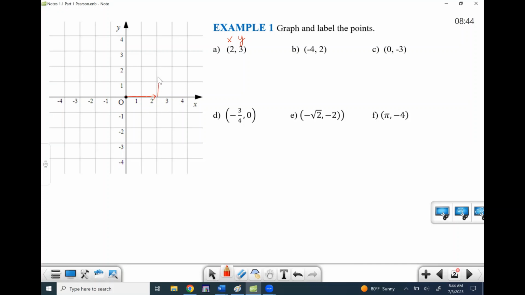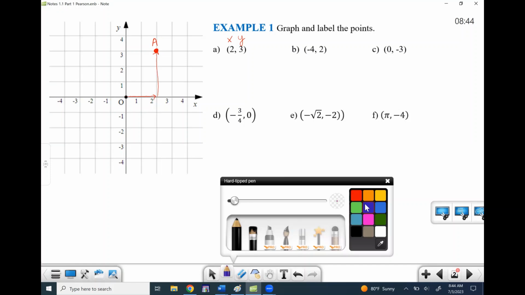So that's up 1, 2, 3. So I'm going to put the point A right here. This is where point A would be. All right, let's go ahead and do point B.